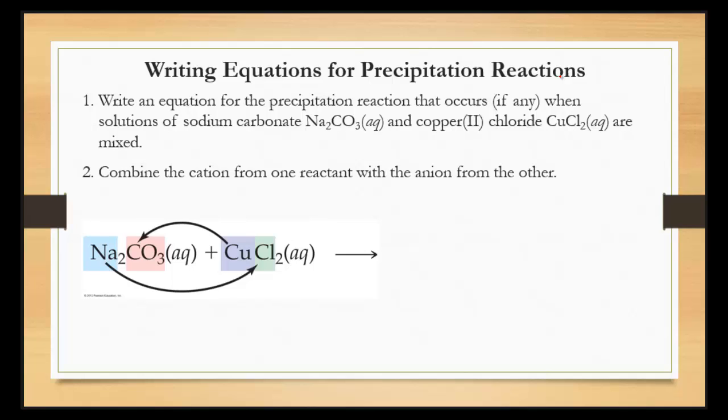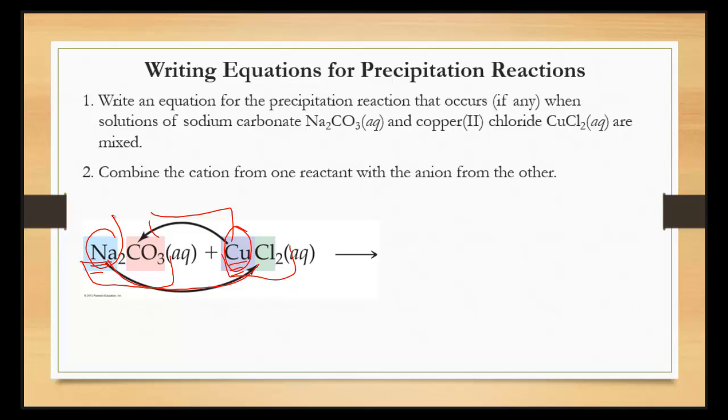Here we have sodium carbonate mixing with copper 2 chloride. The outside ions come together and the inside ions come together. If it's written first in the compound on the left-hand side, you need to make sure that it's written first in the compound in the products. That's because the first one over here is the positive, and the positive is always written first.